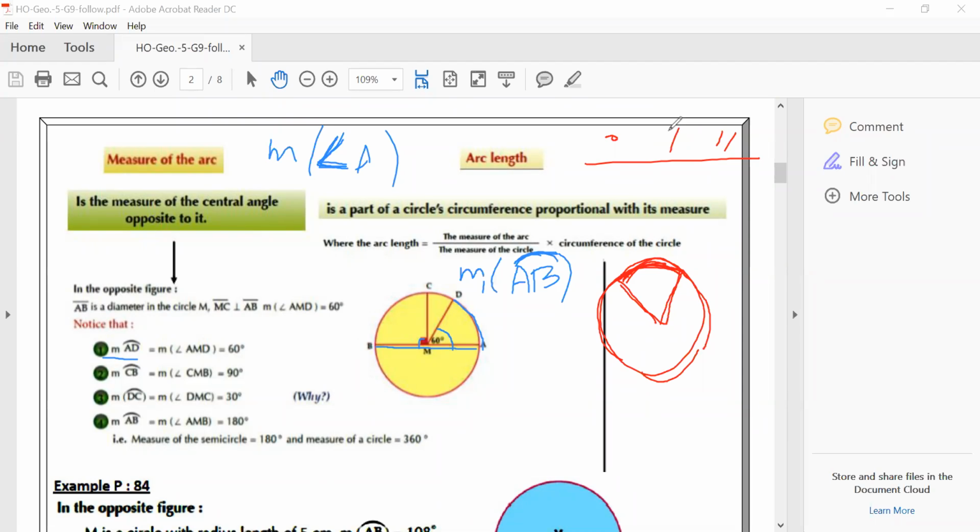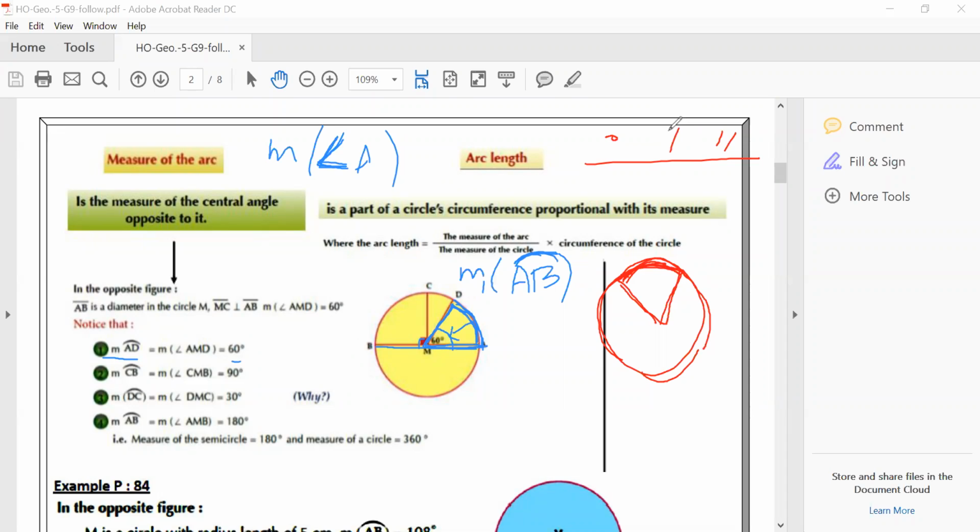For example, if I want the measure of arc AD, where is the central angle opposite to it? Which angle is opposite to arc AD? AMD, yes, the central angle opposite to it. Don't forget that I'm talking about the central angle. The measure of the arc equals the central angle opposite to it, because next time we will say another thing about the inscribed angle. So the measure of arc AD equals the opposite central angle, which is 60 degrees.